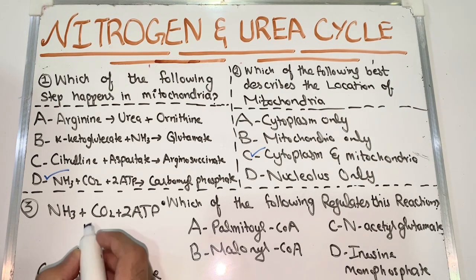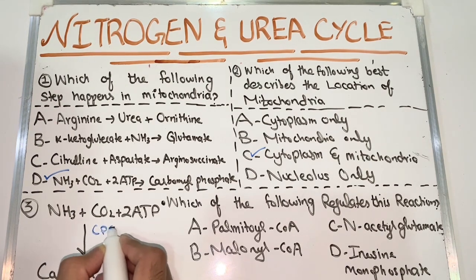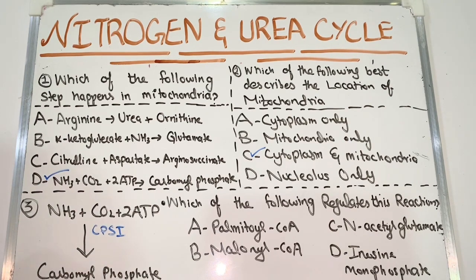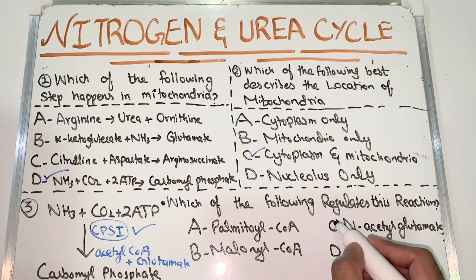The last question is, there is a reaction. First reaction, ammonia, carbon dioxide, and 2 ATP convert to carbamyl phosphate with the help of enzyme called carbamyl phosphate synthase 1. So which of the following regulates this reaction? As we know that only one molecule, N-acetylglutamate, activates or increases the affinity of CPS1. N-acetylglutamate is produced by addition of acetyl coenzyme A and glutamate.